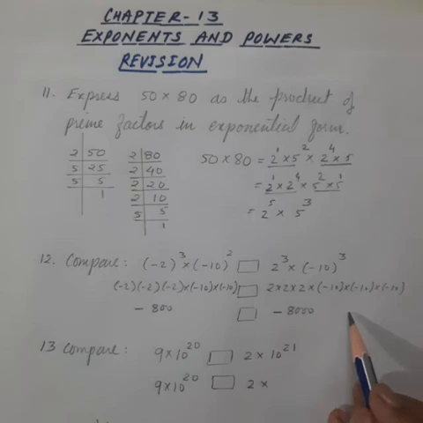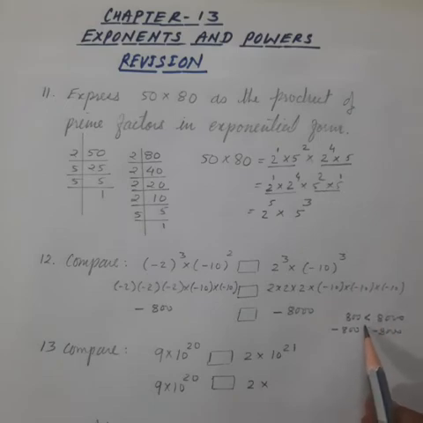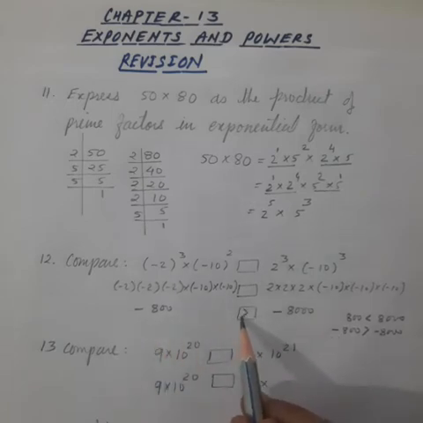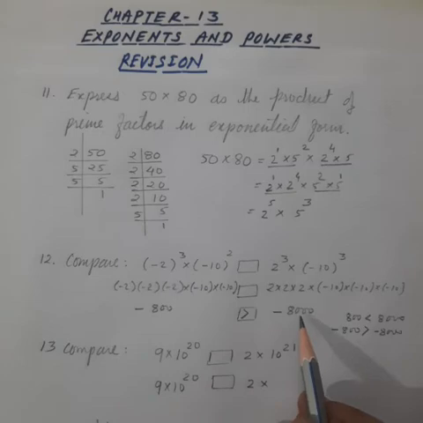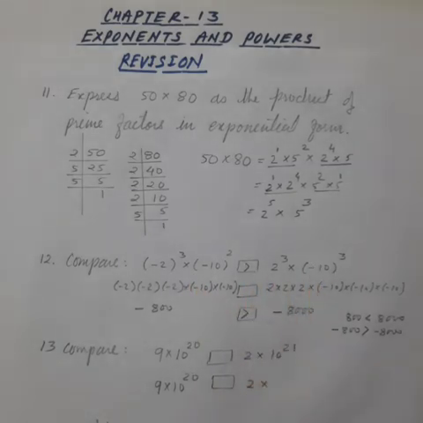Now compare. We know that 800 is smaller than 8000. Take negatives of both sides. So after taking negatives, this inequality changes, it inverses. So minus 800 becomes greater than minus 8000. So the left hand side is greater than the right hand side.